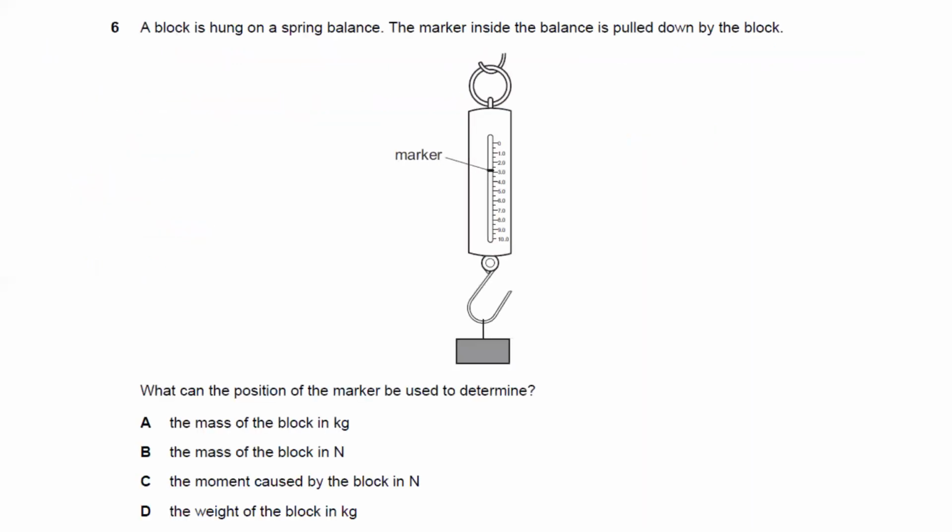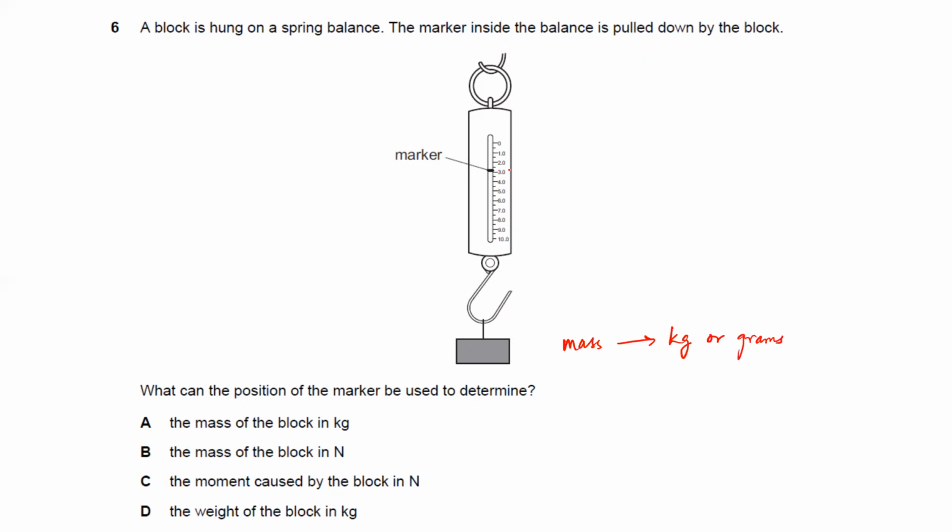Then question number 6 says a block is hung on a spring balance. The marker inside the balance is pulled down by the block. The question is, what can the position of the marker be used to determine? Again, this is a spring balance. So a spring balance determines the mass of the block, and the units of mass are kg or grams, right? These are the units.